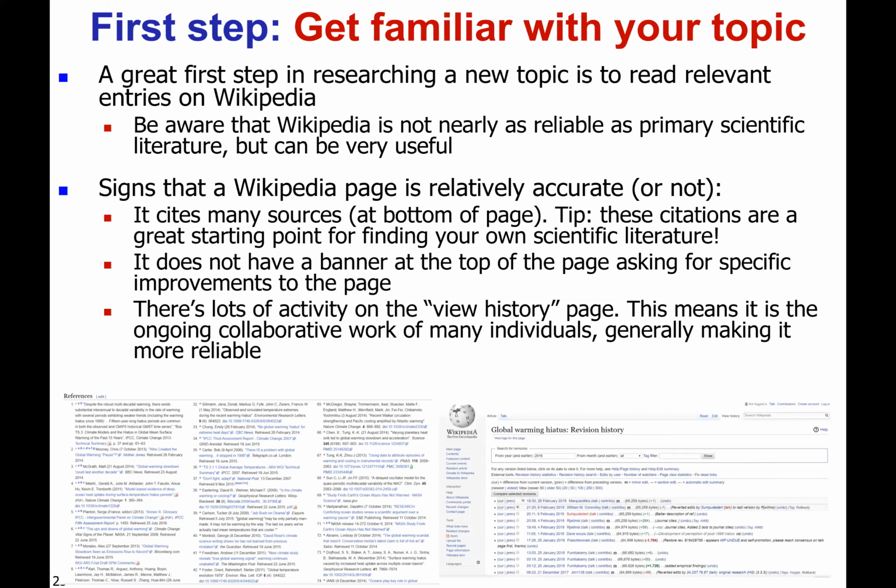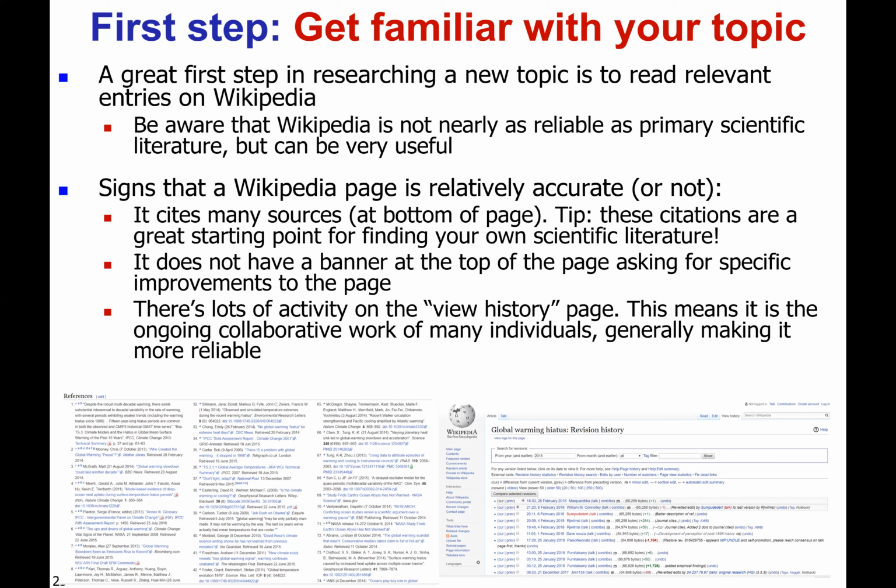Articles in Wikipedia that are not accurate, or that are not a large collaborative work of a lot of people, will have a banner at the top of the page asking for specific improvements. That's a flag that this is probably not so reliable. An indication that the page is reliable is that there's lots of activity on the view history page. Every Wikipedia page has a view history page, where you can see all the edits that have been made. If there's a lot of activity, like an edit being made every day, that means it's the ongoing collaborative work of many individuals.